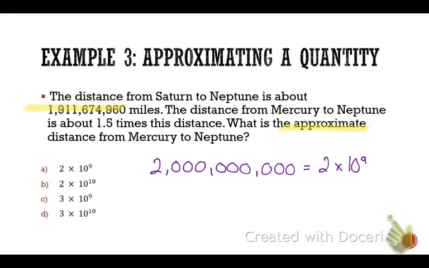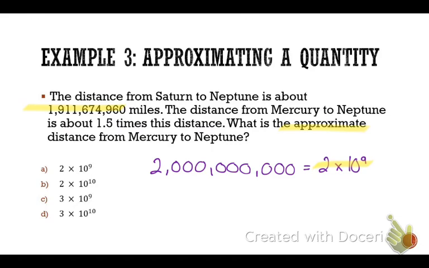This tells me the distance from Saturn to Neptune. It's asking me for the distance from Mercury to Neptune, but I know that it's 1.5 times this distance. So what can I do to that number in order to figure out the distance from Mercury to Neptune? I do not know. Okay, let me ask you this.